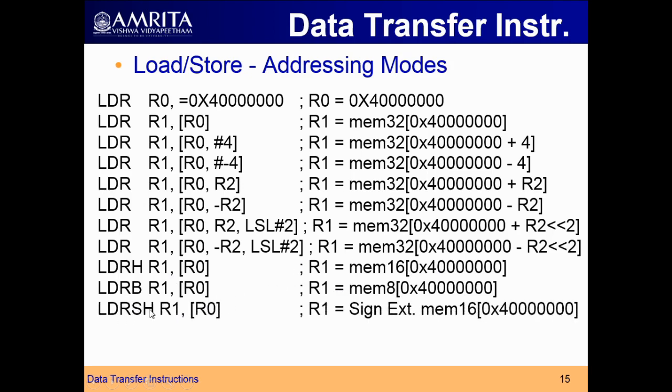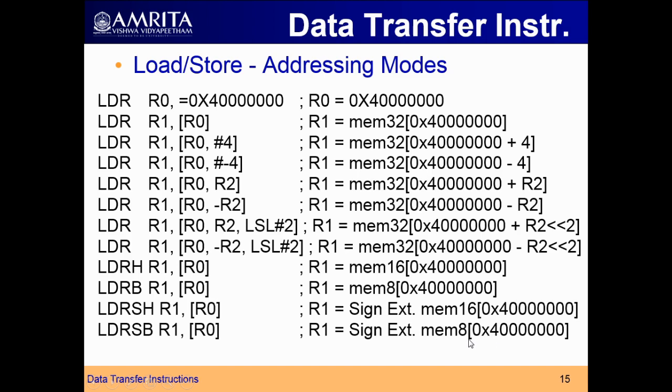Next one is LDRSH. That means a sign extended half word will be moved on to R1. Whatever data is present in this address, even though you have 32 bits of data there, you will be moving only 16 bits of data since it is LDRH, and since S is there, sign extension will be performed. So a sign extended half word will be moved on to R1. Here, a sign extended byte, that is sign extended 8 bits present in this address location, will be moved on to R1.